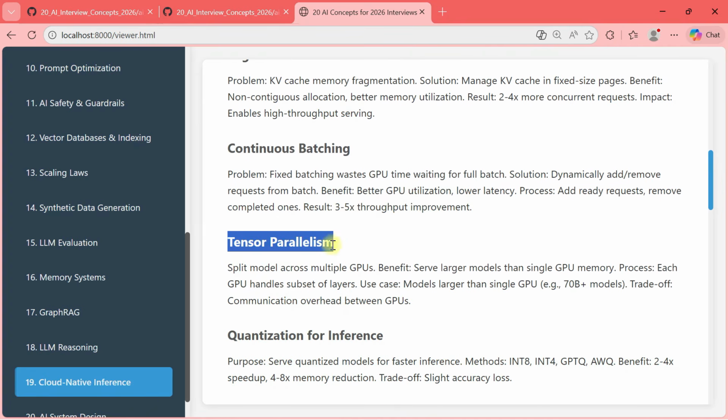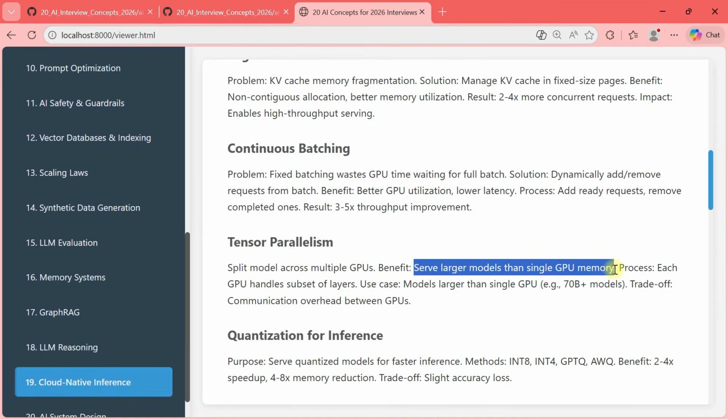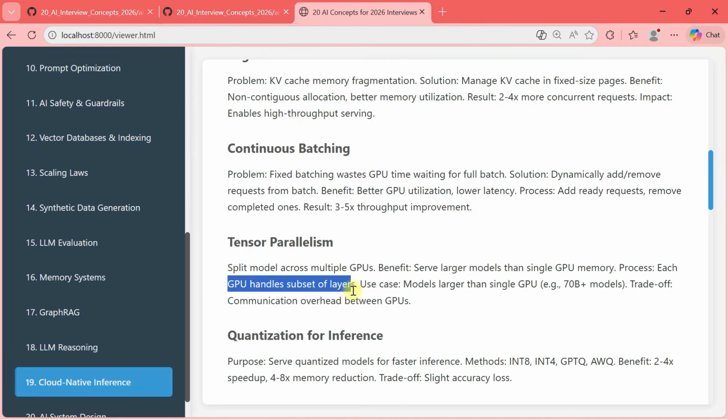Tensor parallelism means when your model size is huge, what you do is you distribute the parts of it between different GPUs. That works in parallel. That is called tensor parallelism. Split model across multiple GPUs. Benefits: serve large models, bigger than a single GPU. Each GPU handles a subset of layers. Use case: models larger than a single GPU.